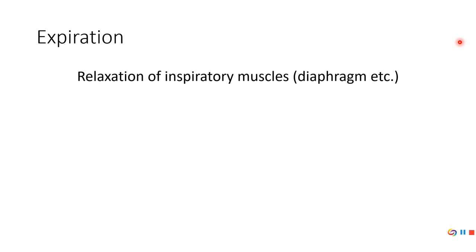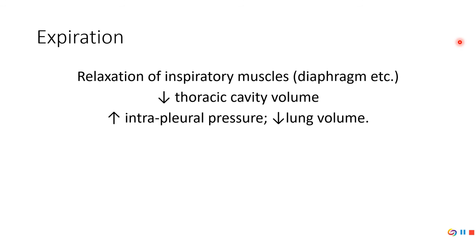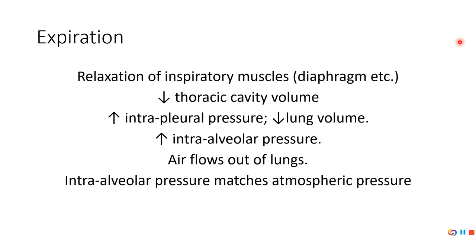Unsurprisingly, expiration is the exact opposite. So I relax my diaphragm. That decreases thoracic volume, causes intrapleural pressure to increase and lung volume to decrease, which causes an increase in alveolar pressure. Air flows out of the lungs until alveolar and atmospheric pressure are equal, and then it stops. Again, this is applying Boyle's Law.